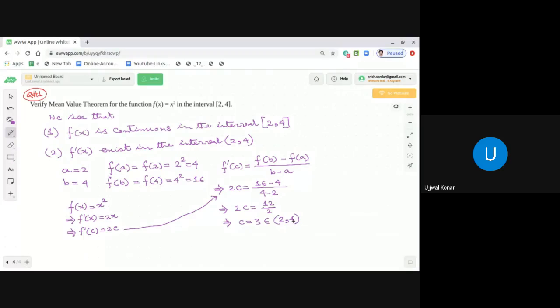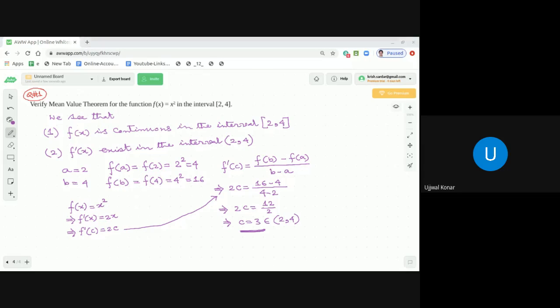What does the mean value theorem tell? If the two conditions are satisfied, that is f(x) is continuous in the closed interval [2, 4], and f dash x exists in the open interval (2, 4), then we definitely get a point c in between 2 and 4 so that f dash c is equal to (f(b) minus f(a)) by (b minus a), and that is exactly what we got. That point is c equal to 3, which is in between 2 and 4. Correct, dear students? In that way, we are able to verify the mean value theorem, that is Lagrange's mean value theorem.